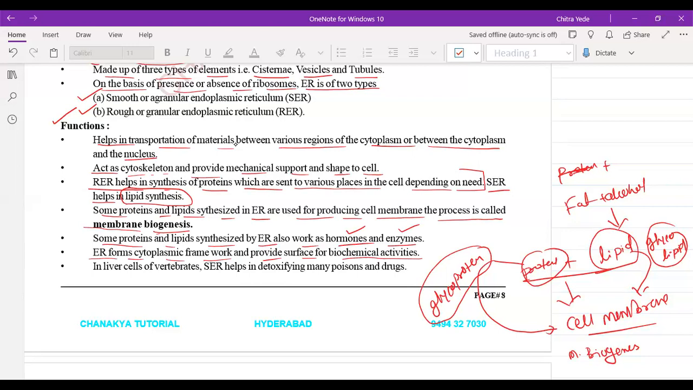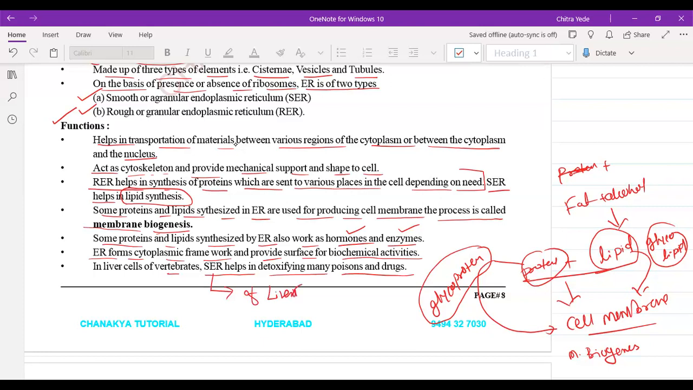In the liver cell of vertebrates, the smooth endoplasmic reticulum helps in detoxifying many poisonous substances and drugs. So it is the work of the smooth endoplasmic reticulum of the liver.